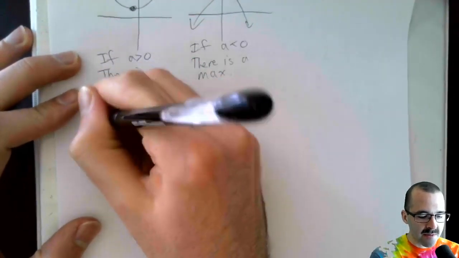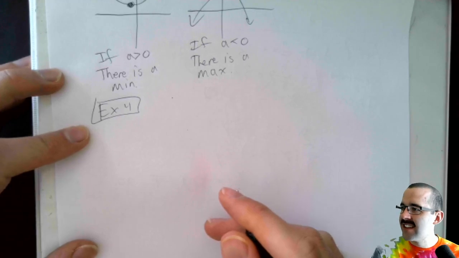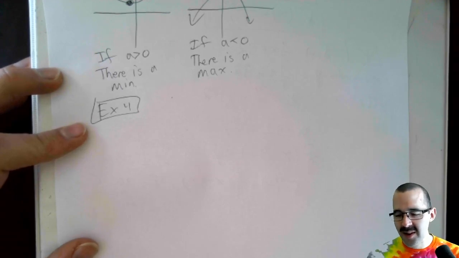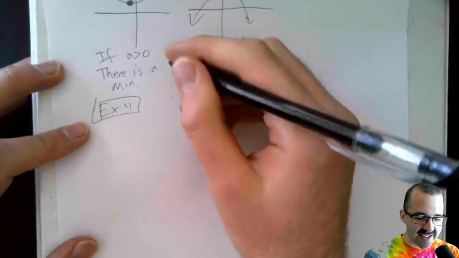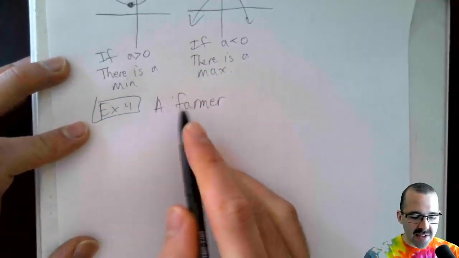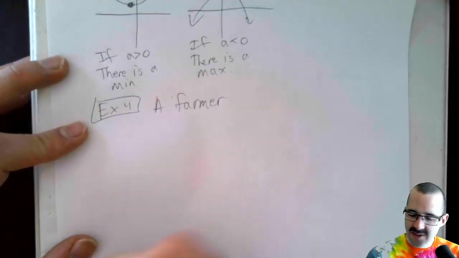So example 4, we've got a mathematical farmer on our hands. We've got the stereotypical, the most common garbage math example problem in existence almost. But anyway, it's a silly problem. But maybe it's a good problem. Who knows? I'm not a farmer. I don't know how much math farmers use.